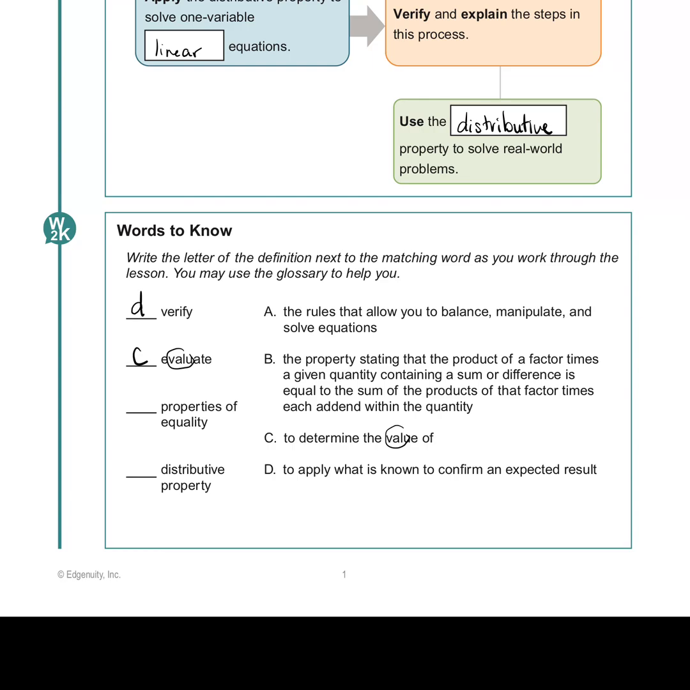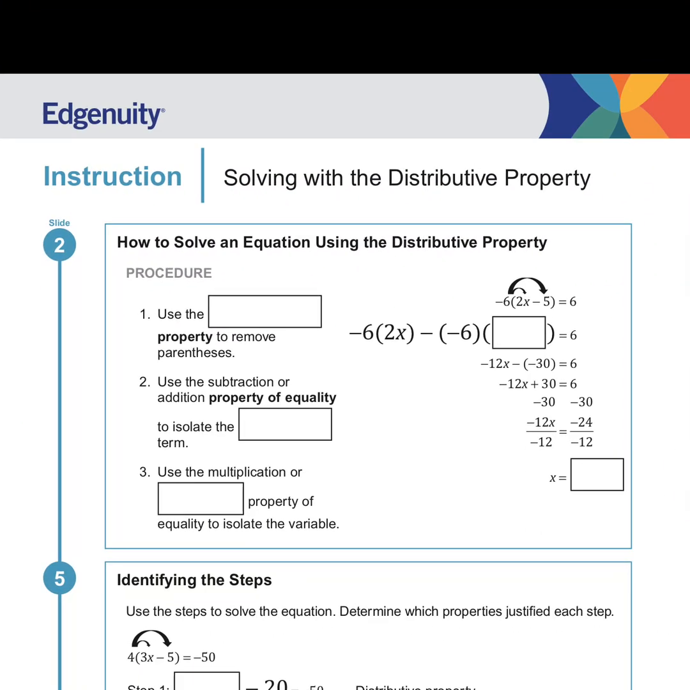Properties of equality. If we saw the combine like terms video, you guys should know that they are rules that allow you to balance, manipulate, and solve equations. And the distributive property is the property stating that the product of a factor times a given quantity containing a sum or difference is equal to the sum of the products of that factor times each addend within the quantity. Now that's a lot of words for something that's actually very simple, so that's why we're going to go over it today.